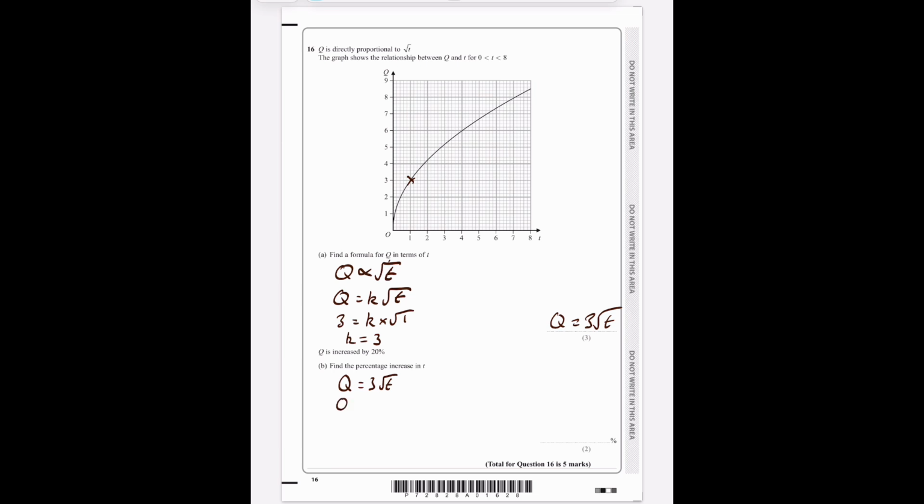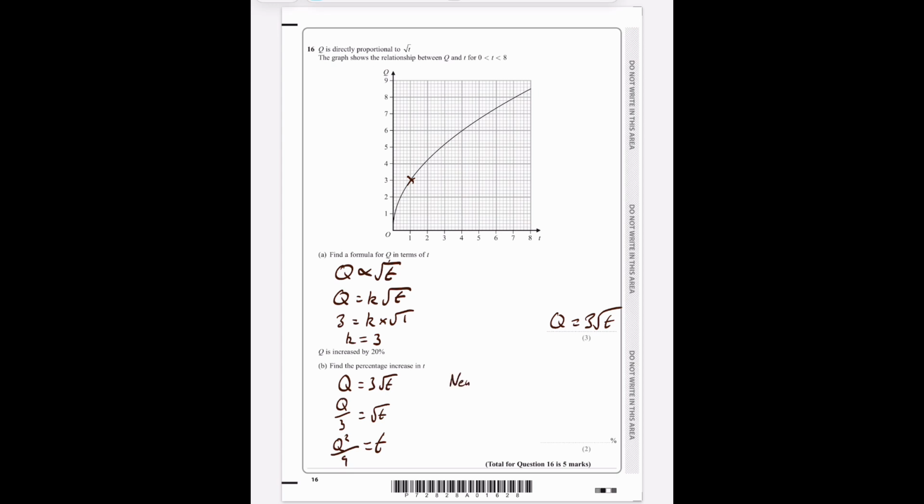I've rearranged that to make t the subject. Divide both sides by 3 and square. So t is equal to q squared over 9. Now, I've considered what would happen if I replaced q with 1.2q, which actually is increasing q by 20%.